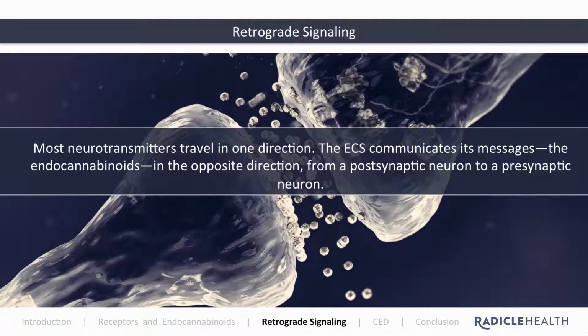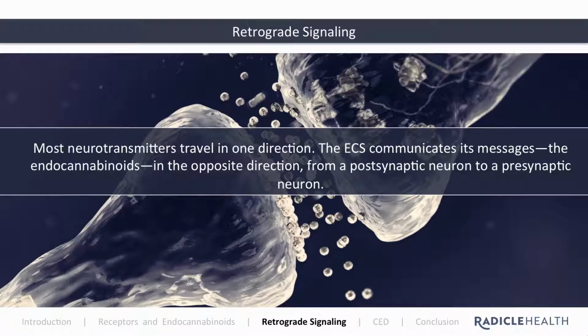The neurotransmitter activates the receiving neuron to initiate the actions required to pass the message to the next neuron. The ECS communicates its messages, the endocannabinoids, in the opposite direction, from a postsynaptic neuron to a presynaptic neuron. When the postsynaptic neuron is activated, fat cells present in the neuron create endocannabinoids, which are released from the cell and which travel backwards to the presynaptic neuron, where they attach to the endocannabinoid receptors.